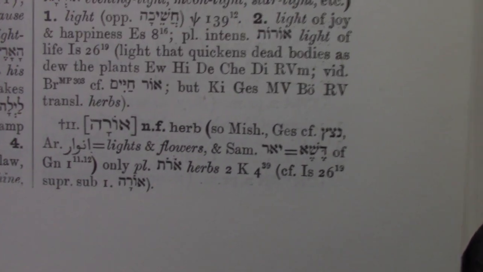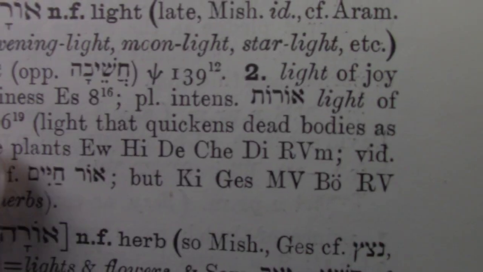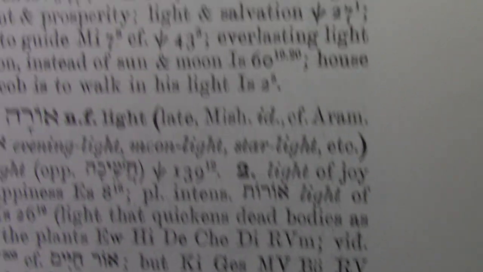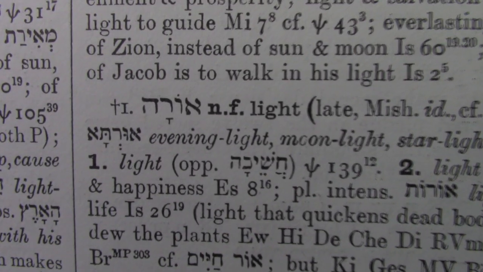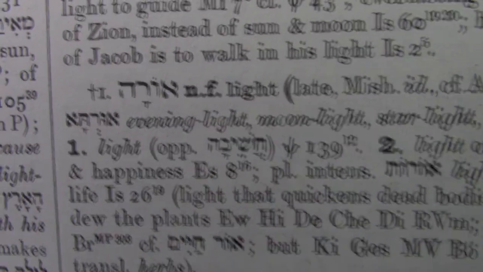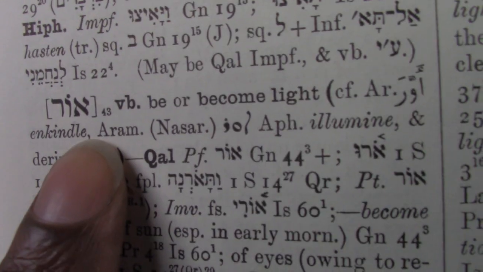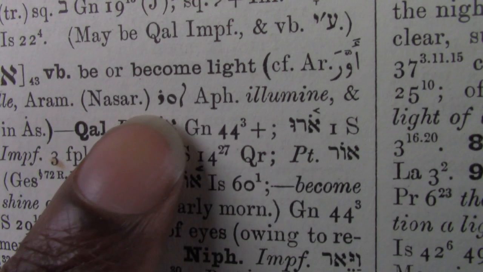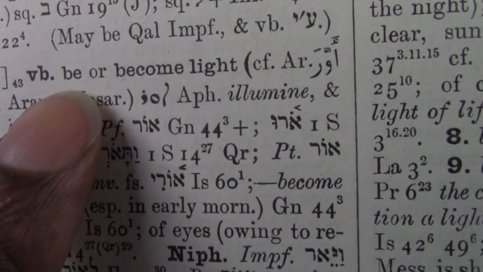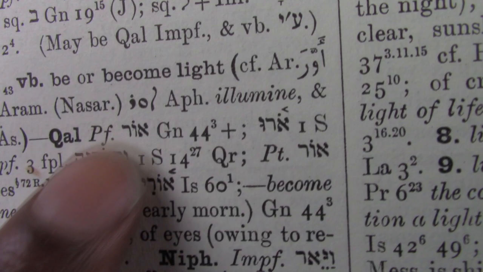It's probably also on page 21. Oh no, it's another word. Okay, I see it down here though. Right there. But it has an H on the end, but it can mean light, that word. Oh, there it is again, right there. Awar. Be or become light. Yeah, I'm familiar with awar, meaning light.